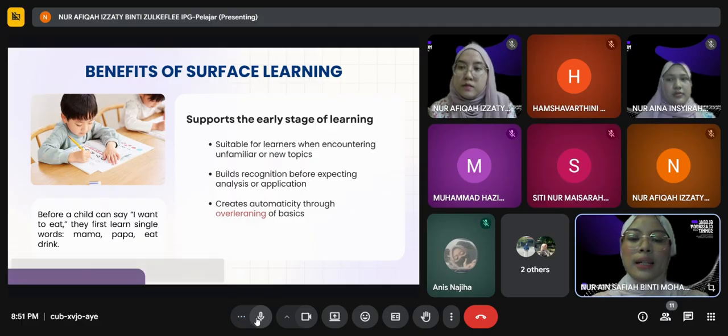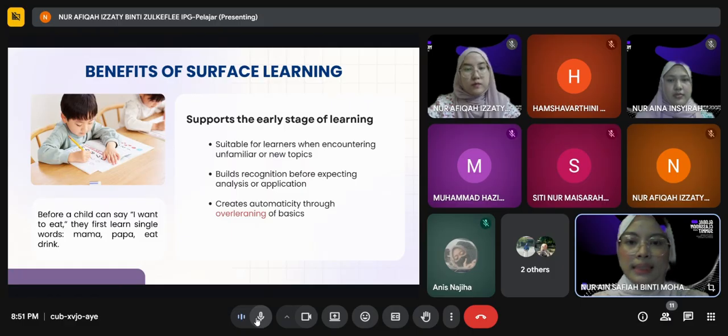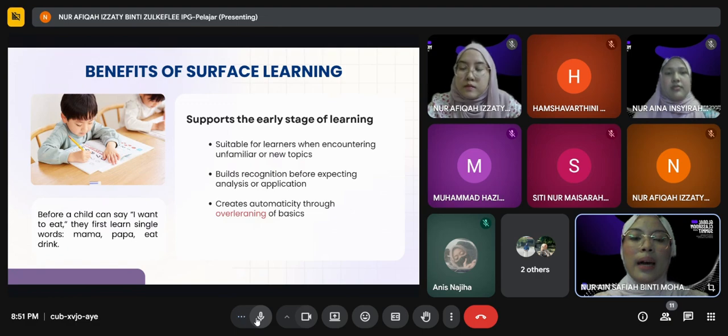So in short, surface learning is not the end, but it is the beginning of mastery. Just like how a toddler learns isolated words before they can build complete sentences and complex sentences, it is also how we can learn basics. We can recognize first before we can move to deeper thinking skills.